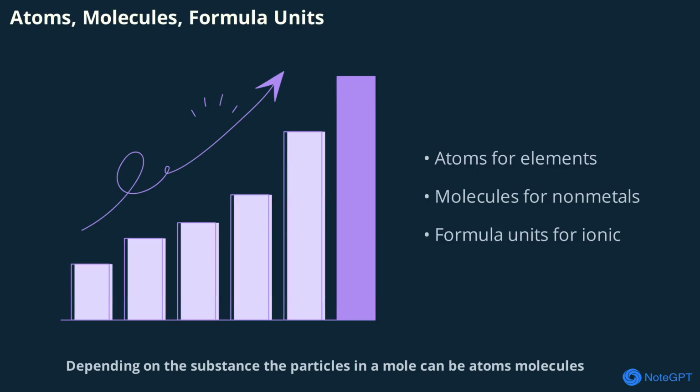This consistency is what makes the mole such a powerful tool in chemistry. Depending on the substance, the particles in a mole can be atoms, molecules, or formula units. For pure elements like carbon or zinc, we count atoms. For compounds made of nonmetals, such as water or methane, we count molecules. For ionic compounds, like sodium chloride, we count formula units. This distinction is important because it determines how we interpret chemical formulas and perform calculations.